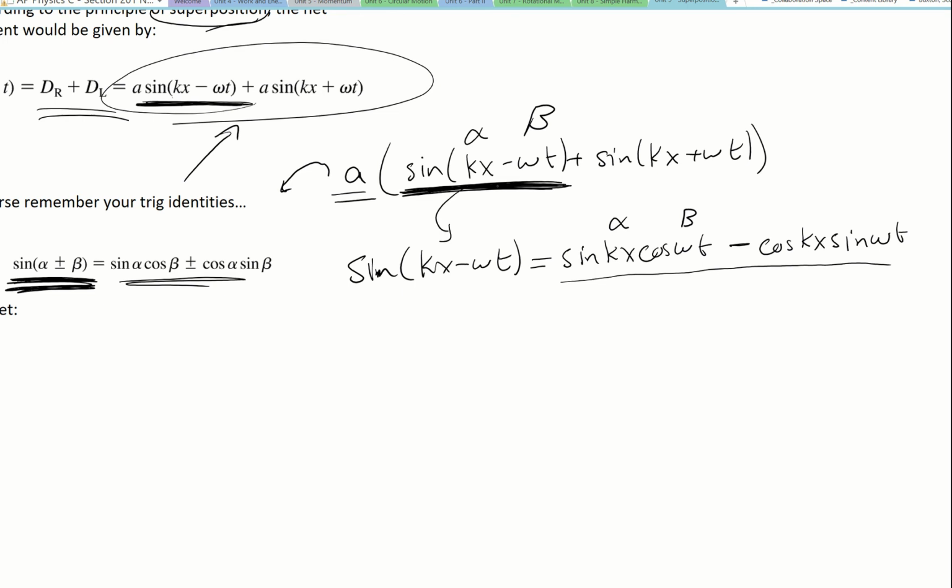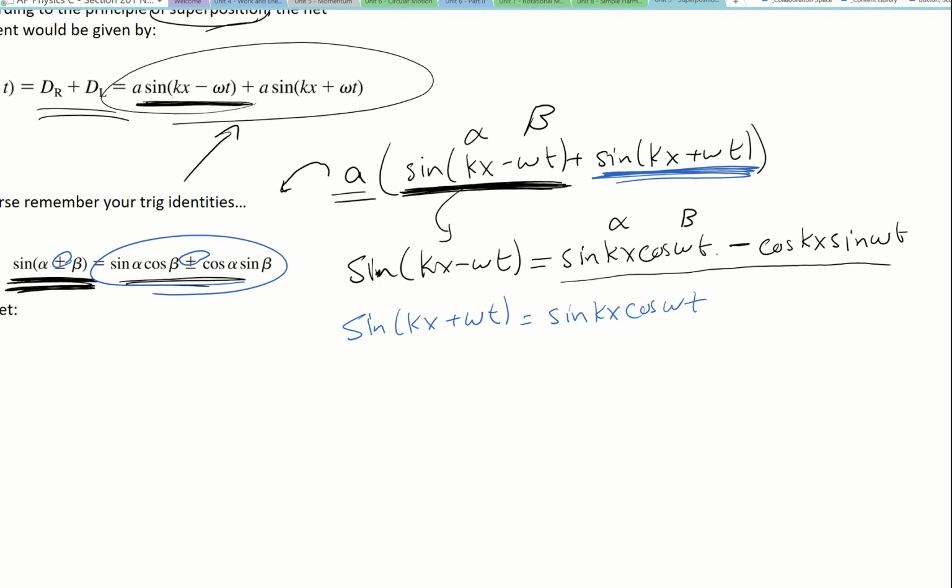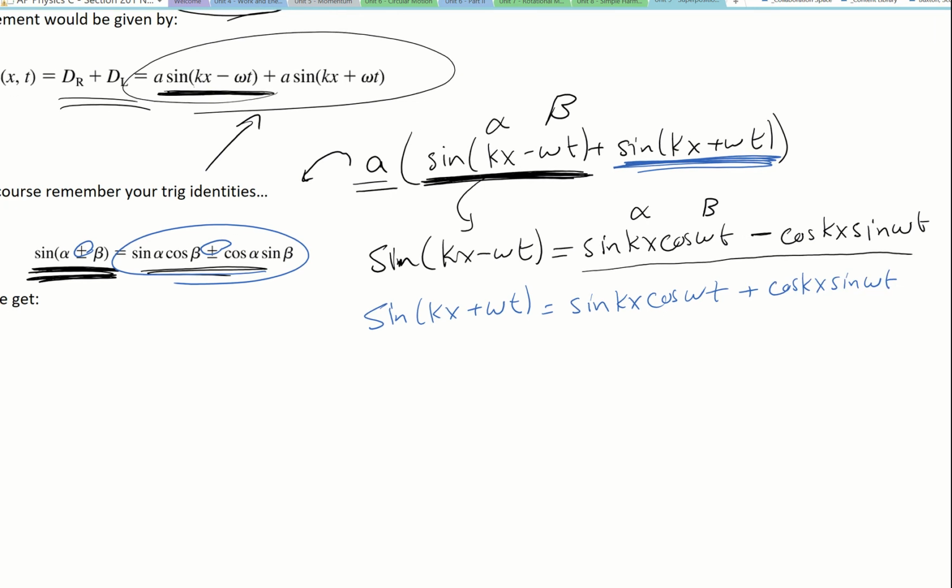This is only the first half of what I'm going to do. Now I'm going to do it again for my other function. So I'm going to do sine of kx plus omega t and break that up as well. Because I'm using the plus, I'm going to use the plus: sine of kx cosine of omega t. Notice the first part doesn't change. The only difference is instead of minus, I'm now doing plus cosine of kx sine of omega t. So these would be my two functions separately as I break those up.